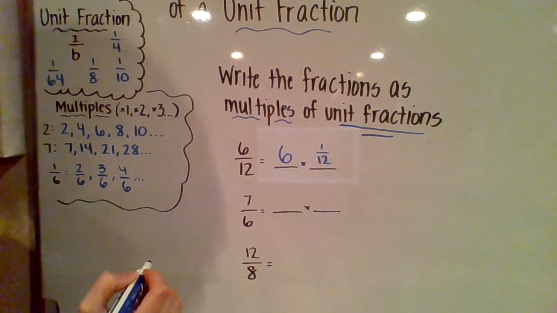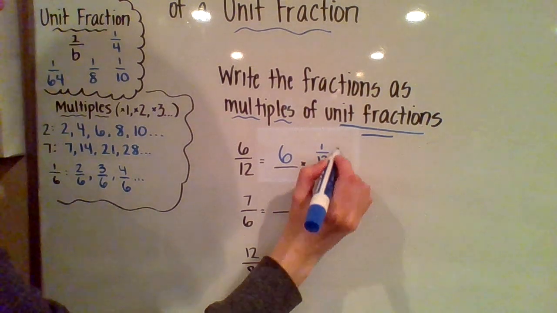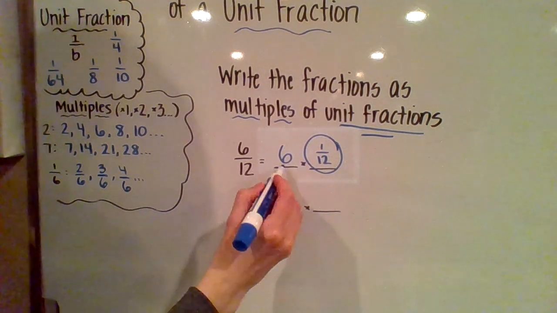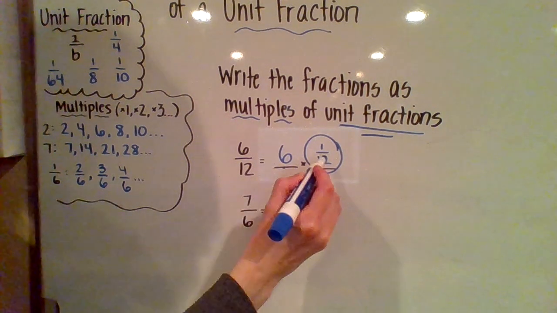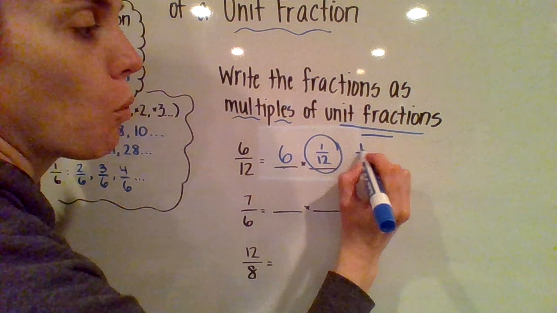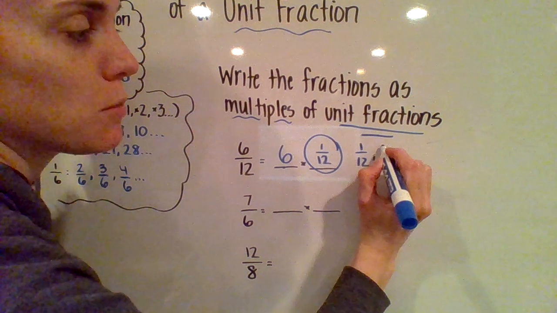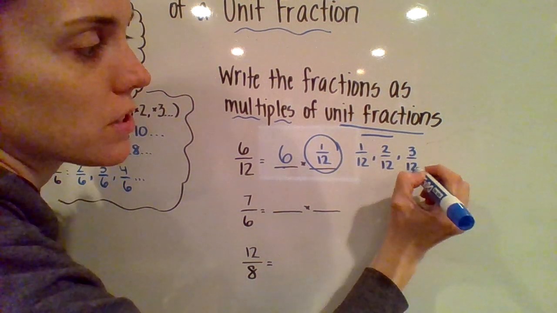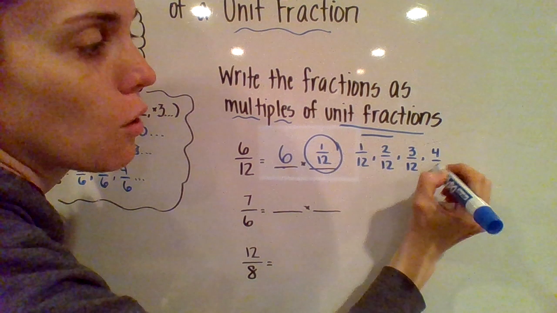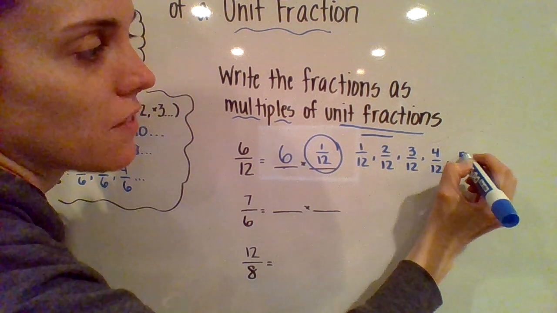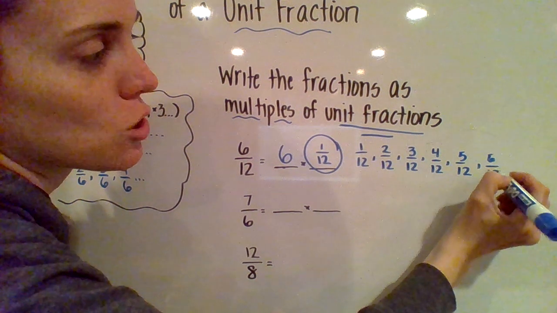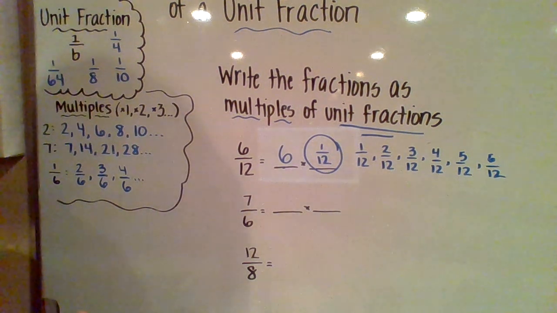Do you see that? Unit fractions. Our unit fraction was 1/12. And what multiple is this? It's the 6th multiple of 1/12, because think about it. 1/12 is the first multiple. Times 2 is 2/12, second multiple. Times 3, 3/12, third multiple. Times 4, 4/12, fourth multiple. Times 5, 5/12, fifth multiple. Times 6, 6/12, sixth multiple.